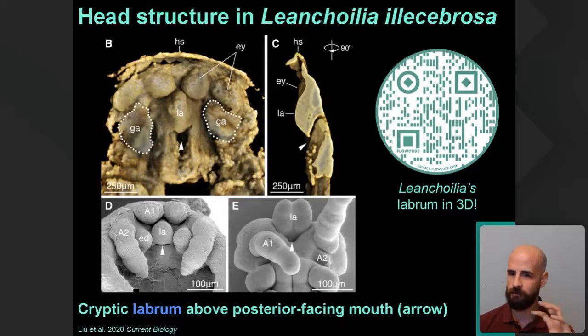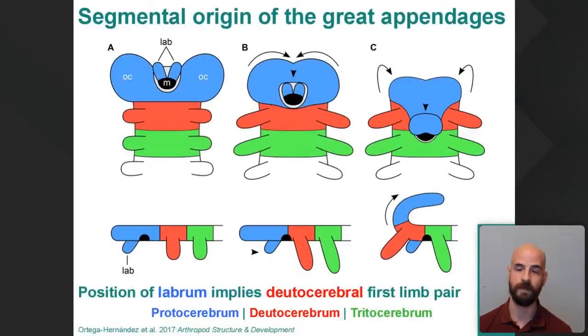So because of all of this combination of features, both the topology, the relationship with the mouth, and the morphology of the feature itself, I'm quite confident that this represents a labrum rather than something else.